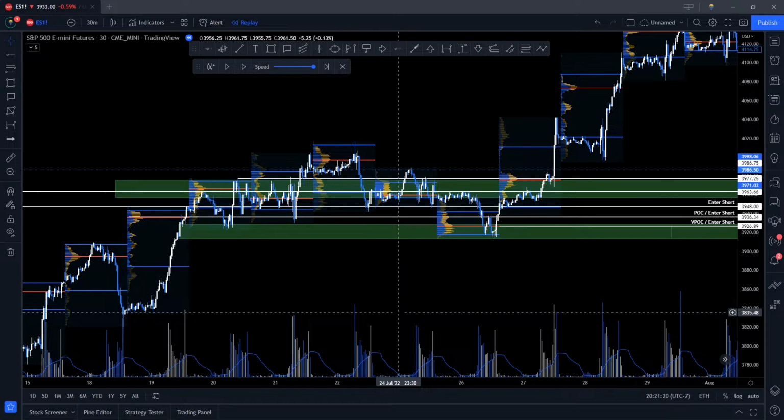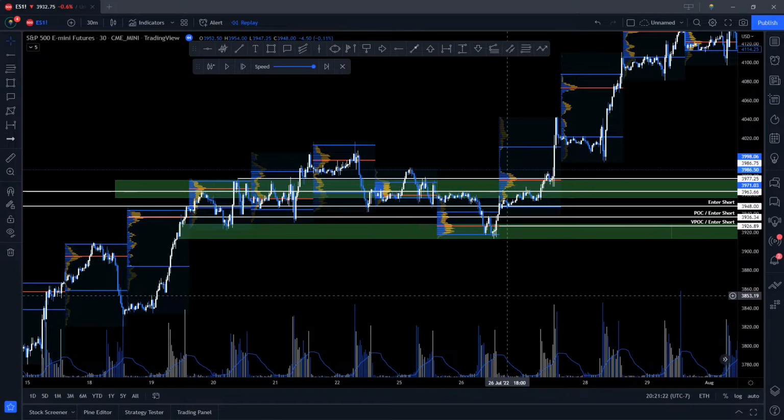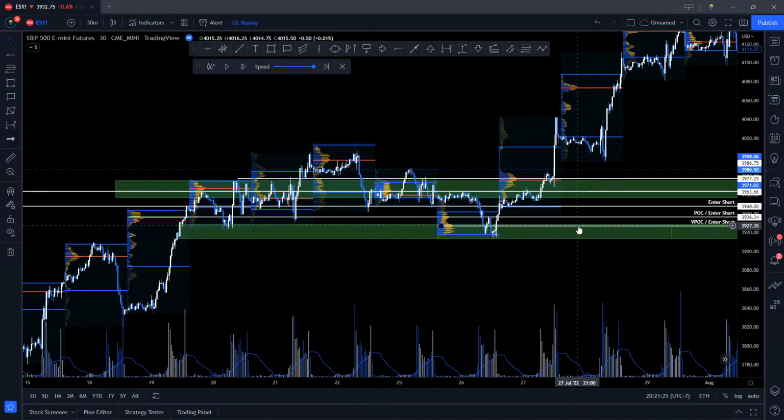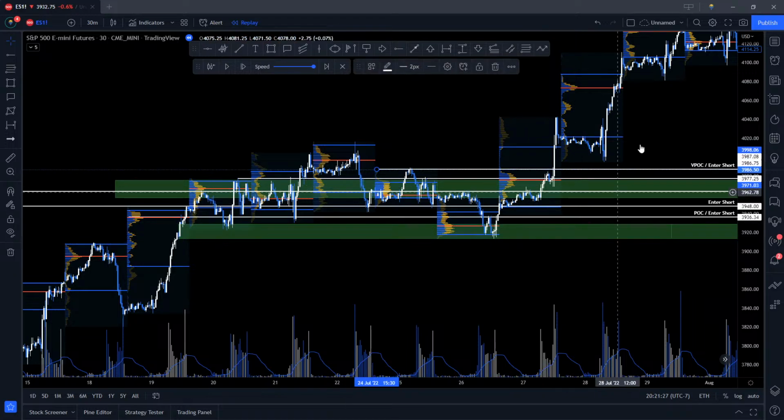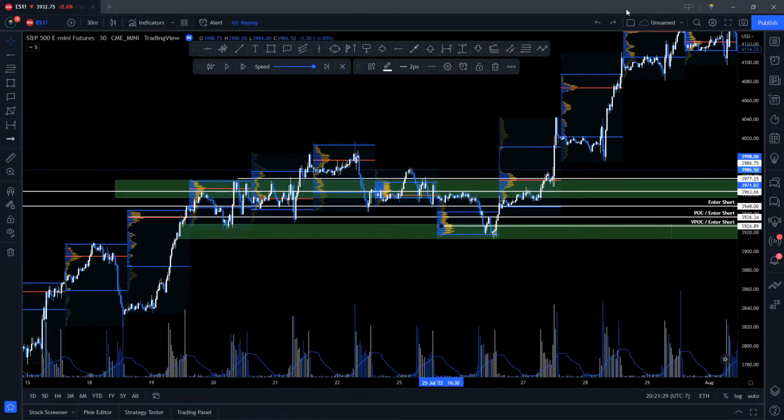Yeah, make sure you lock your lines. But one cool thing with TradingView that I love is if you accidentally move a line, you can move it right back with one click. So that's nice.